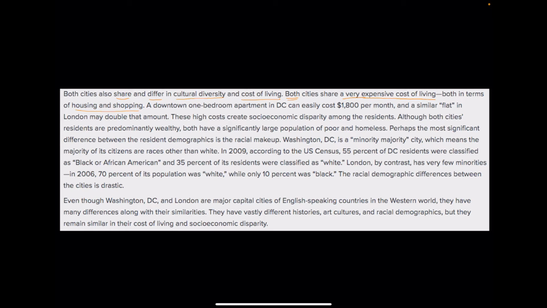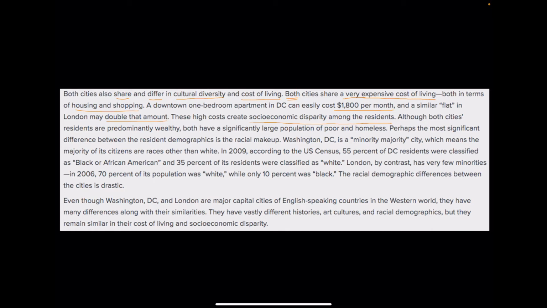A downtown one-bedroom apartment in DC can easily cost $1,800 per month. That's a lot. And a similar flat in London may double that amount. That's an incredible amount of money. These high costs create socio-economic disparity among the residents, meaning that there's quite a lot of inequality in the areas. Okay, and if you visited Washington or London, you would see that.